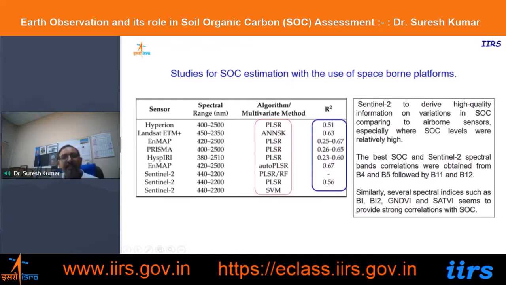But recently Sentinel satellite data has been used for soil organic carbon, and researchers have concluded that band 4, band 5, band 11, and band 12 are very useful for mapping soil organic carbon. Among them, they also noted that spectral indices such as brightness index 1 or 2, global NDVI, and soil adjusted transformed vegetation index, SATVI, seem to provide strong correlations with SOC. So spectral indices derived from Sentinel remote sensing data, such as the bare soil index, can be used for the mapping of soil organic carbon.